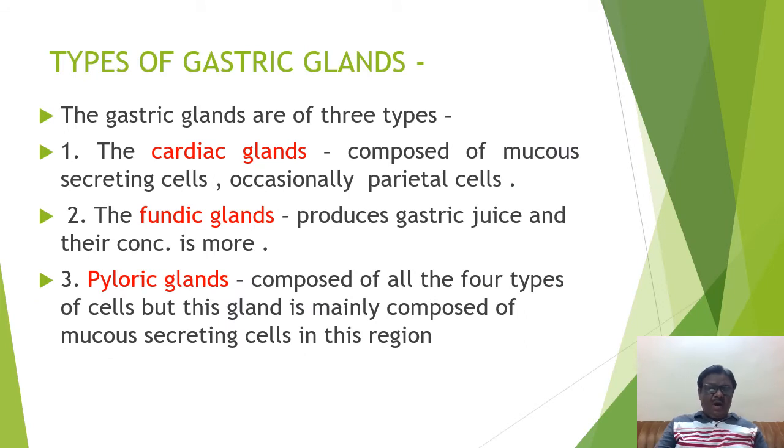Now, on the basis of the presence of glands in the different parts of the stomach, the gastric glands are given different names. The gland present in the cardiac region is known as the cardiac gland. It is composed of mucus-secreting cells and occasionally parietal cells.